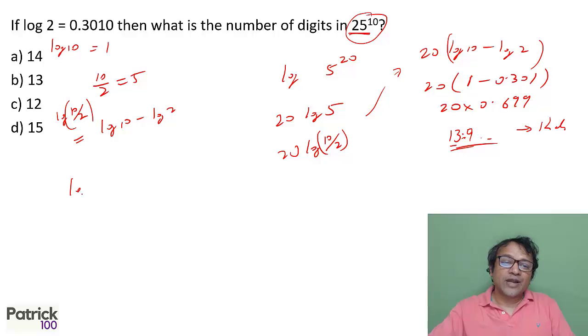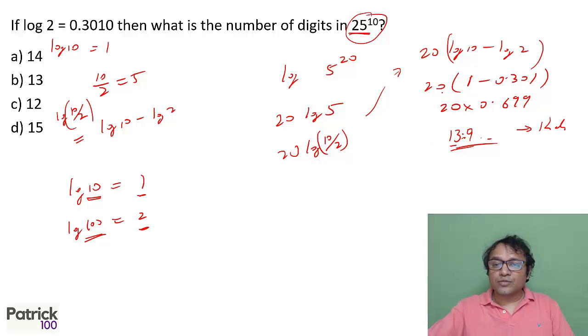Because log of 10 is 1, so when there are 2 digits, you get 1. Log of 100 is 2. When there are 3 digits, you get 2. So log of something is 13.9, which means there should be 14 digits. So 14 is the answer, A option.